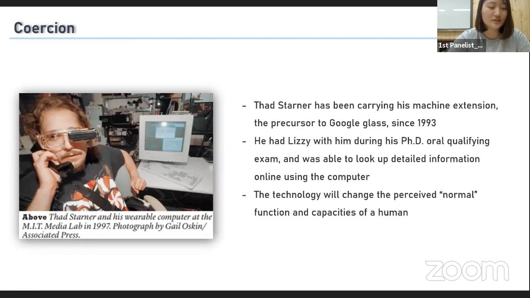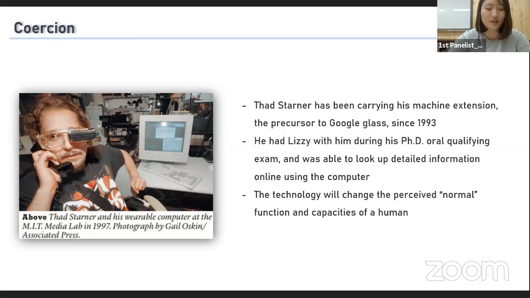The next is coercion. Elon Musk argued that for people to be productive in a future society, they will have to incorporate a BCI. This leads to the issue of coercion. Take a famous cyborg, Thad Starner, as an example. He has been carrying his machine extension, the precursor to Google Glass, since 1993. On NPR, he shared his experiences with Lizzie, his extension. He mentioned that he had Lizzie with him during his PhD qualifying exam and was able to look up detailed information online using the computer.